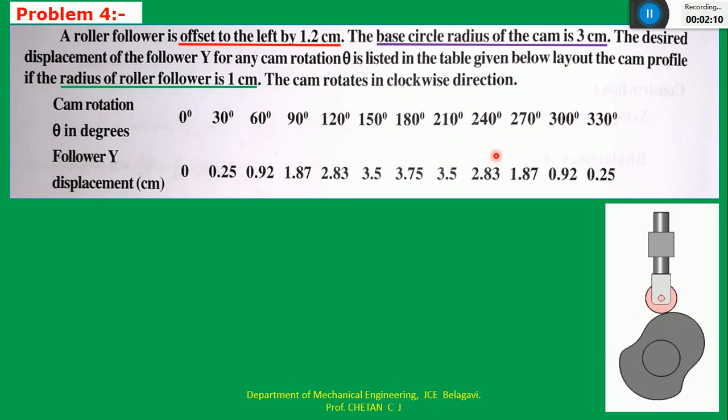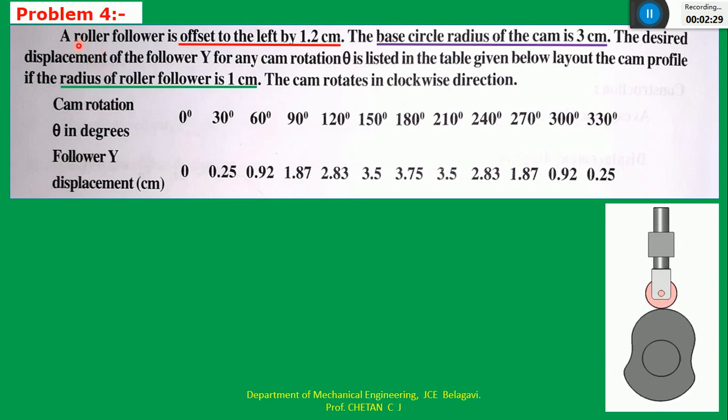Okay, whatever you are seeing in this image is a radial follower, but I have taken this as an example to explain the kind of follower motion. Do not take this as an offset follower. This is an example of a radial follower. Just observe the type of follower motion it has.